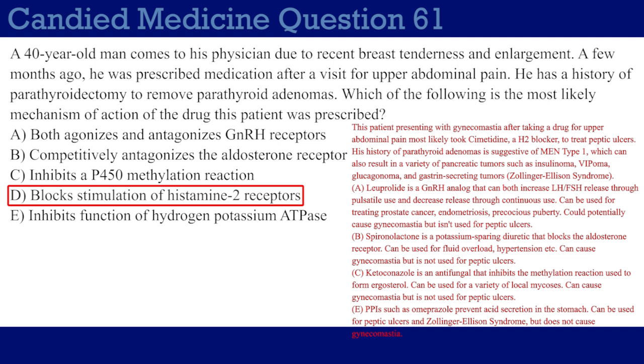Choice C inhibits a P450 methylation reaction. This is kind of an obscure way of describing the azoles for antifungals, but they've actually written this to imply azoles on the exam before. They use some kind of variation of this. They'll say like methylation reaction, P450 reaction. So anyway, ketoconazole is one of the azoles and is also well known for causing gynecomastia, but obviously these are antifungals and don't treat peptic ulcers.